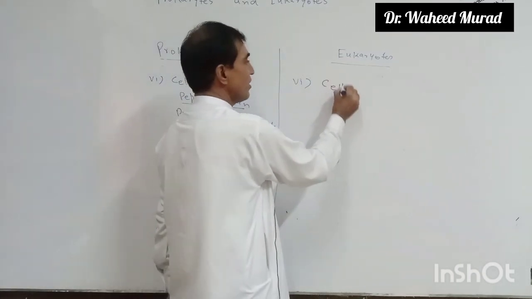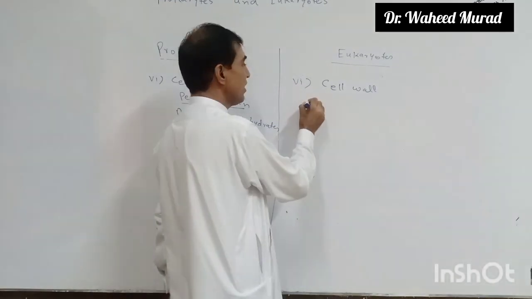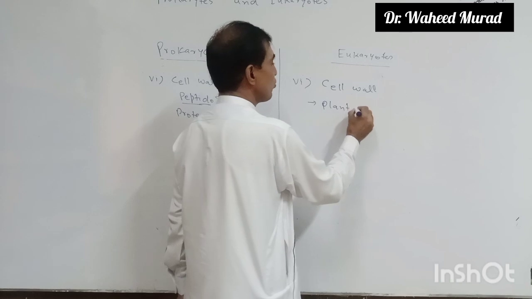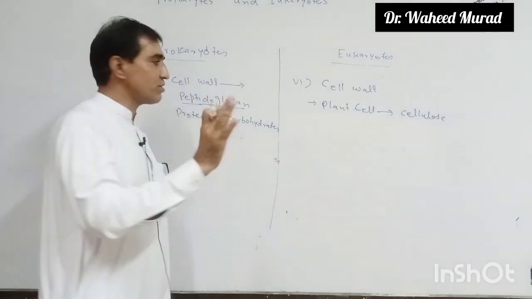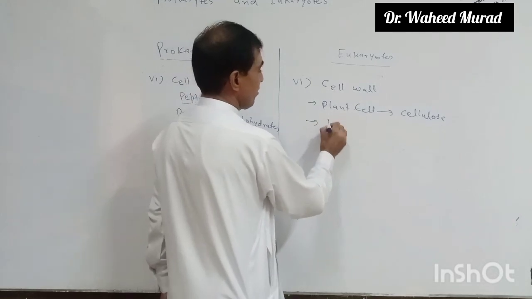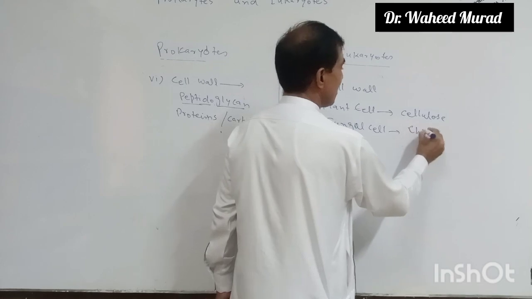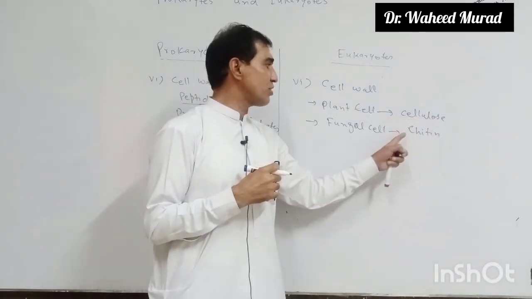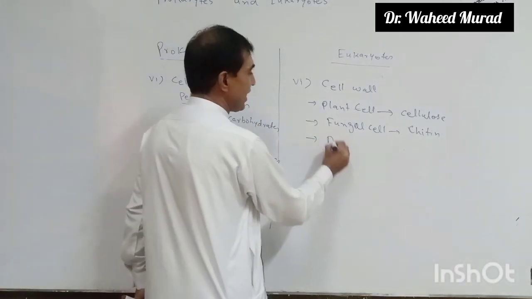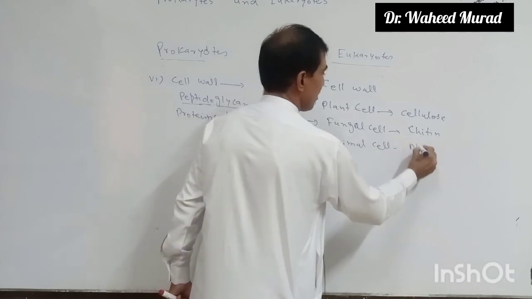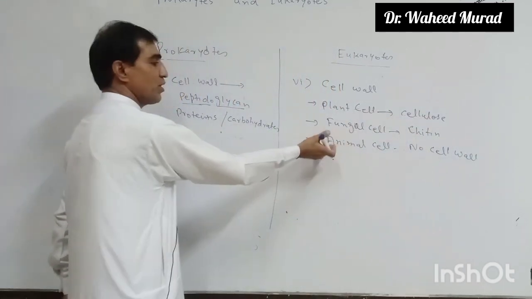In case of eukaryotic cells, the cell wall may or may not be present. If present, that may be formed by cellulose in case of plant cell. In plant cell, the cell wall is formed by cellulose. In fungal cell, the cell wall is formed by chitin. Both are carbohydrates, polysaccharides, but they have difference in their chemical structure, chemical composition. While in animal cell, there is no cell wall. So the cell wall may or may not be present. If present, that may be chemically cellulosic, chitinous, or absent in animal cell.